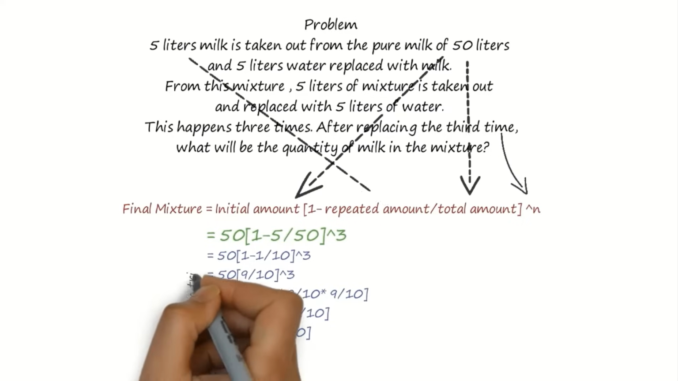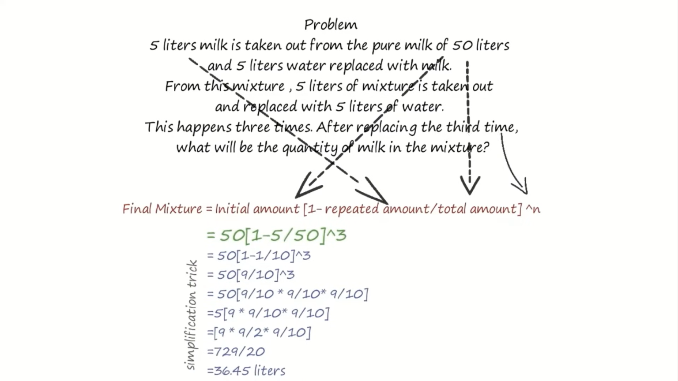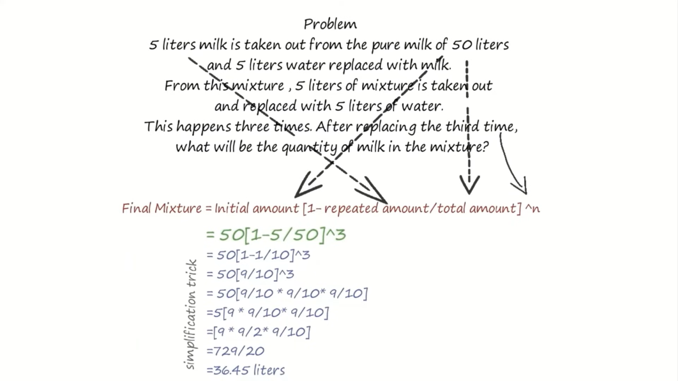If you carefully notice, I have not tried to find the cube of 9 by 10. Instead, 9 by 10 is written thrice. And see the rest of the intermediate steps carefully.